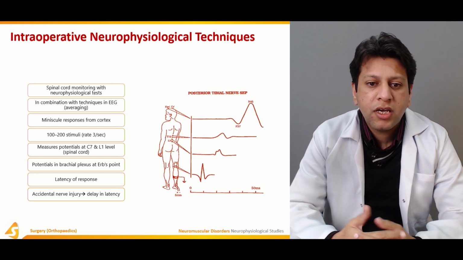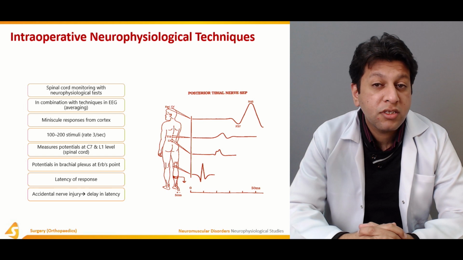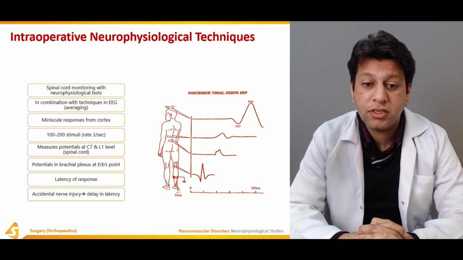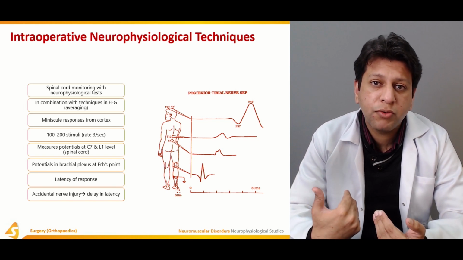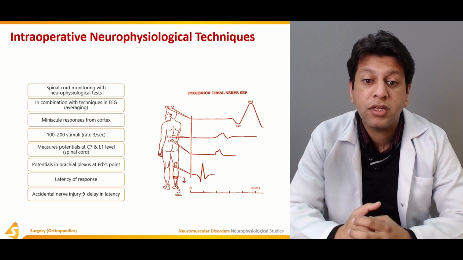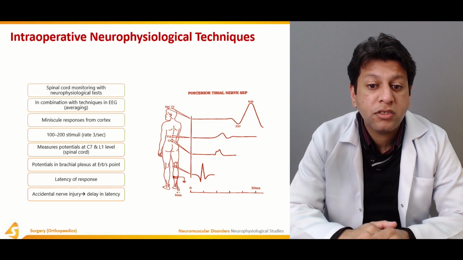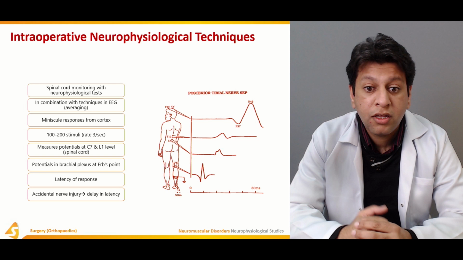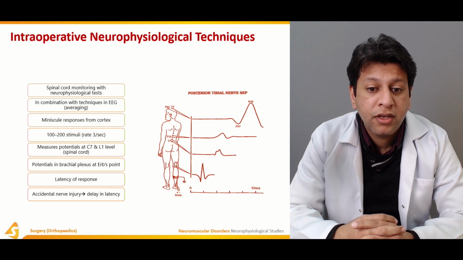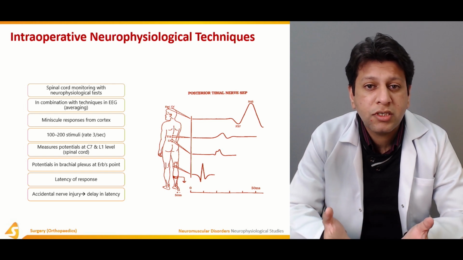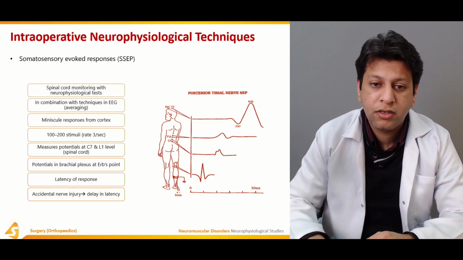And this is usually done in combination with EEG techniques. There may be a minuscule response from the cortex. These are done by the neurosurgeon, especially when they are doing surgery at the level of the brain. In case we are doing surgery for the brachial plexus, we may like to record the potential at C7 and L1 level. There may be associated Erb's palsy in which the potential in the brachial plexus, at Erb's point, may be necessary, and we may see the latency of the response to assess how much the muscle is affected. And the whole process is done basically to avoid accidental nerve injury. It may result in a delay in the latency.